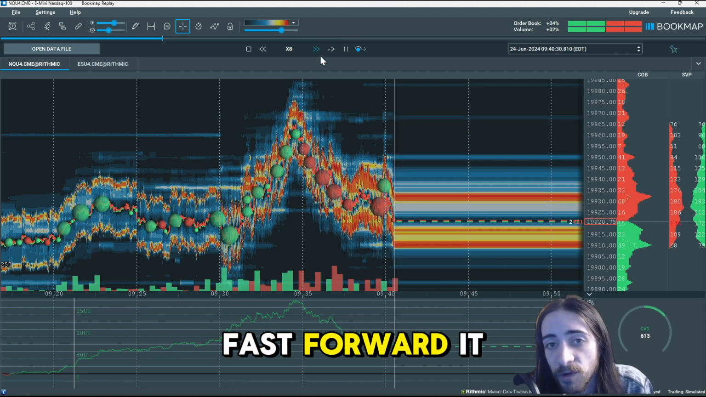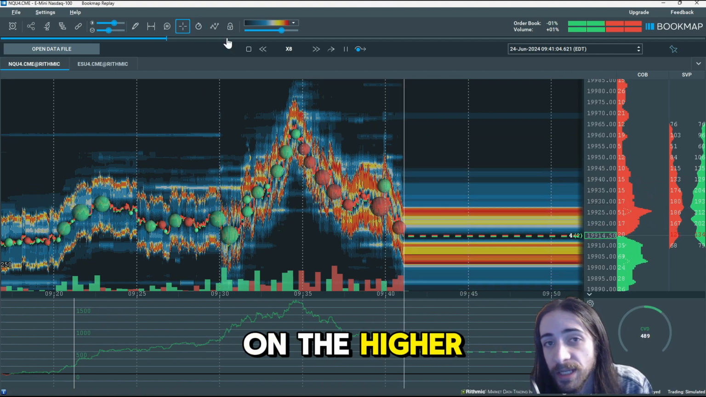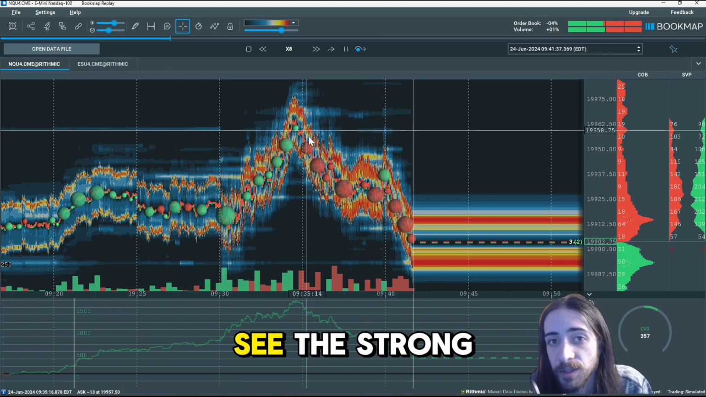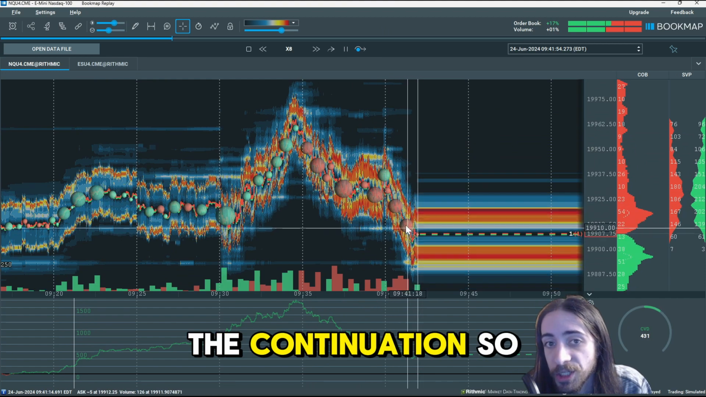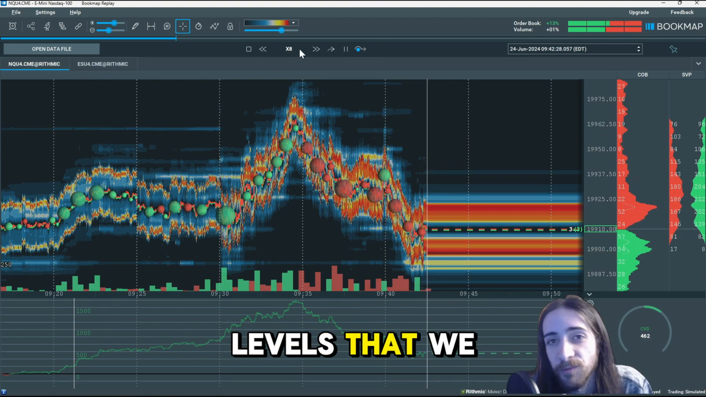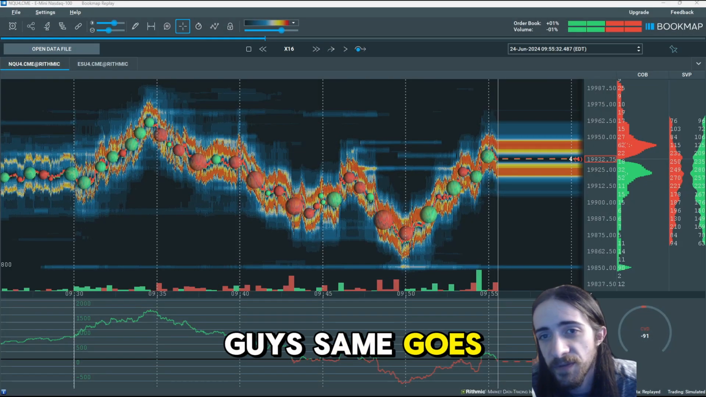So we're going to fast forward it a little bit. We're going to see strong sellers on the higher time frame, which is a lot more important than sellers on a lower time frame. We see the strong selling bubble, the continuation, so we would be looking for shorts to continue to those levels that we mentioned just before. And of course, guys, same goes for the upside.